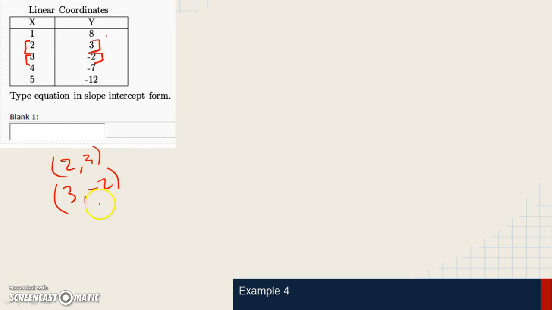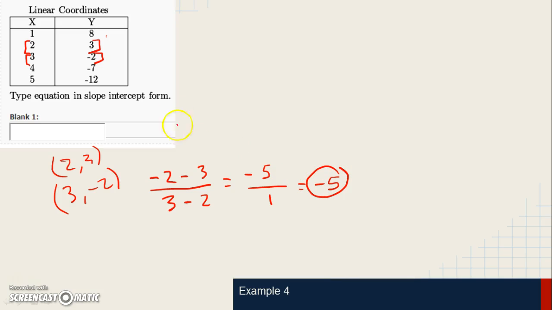So I have the coordinate point 3, negative 2, so I'm going to take the y value for that coordinate point, which is negative 2. And right under it, I'm going to put that x value. I'm going to subtract it from the other coordinate point, and the y value here is 3, so 3 goes on top, and the x value is 2, 2 goes on bottom. And I have negative 2 minus 3 as a negative 5, over 3 minus 2 is 1. Negative 5 divided by 1 is just negative 5. So I've found the slope, which is negative 5.